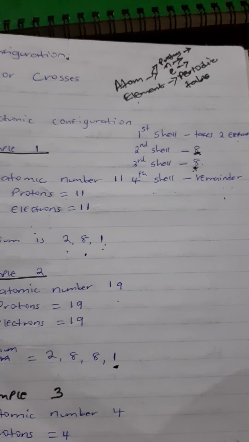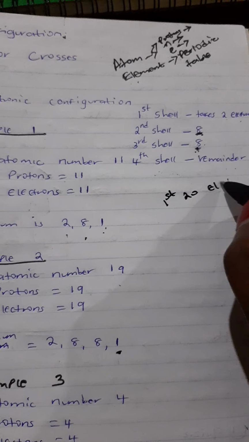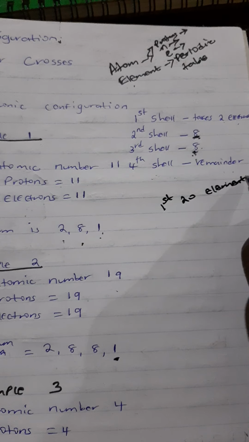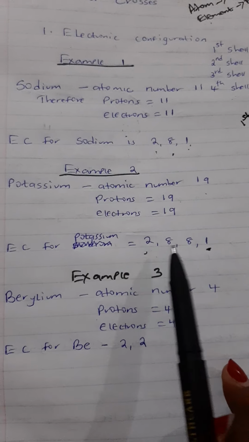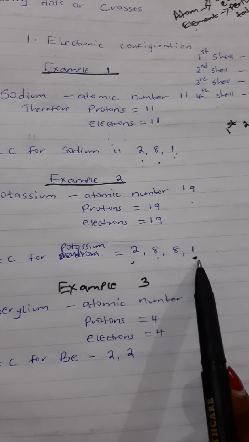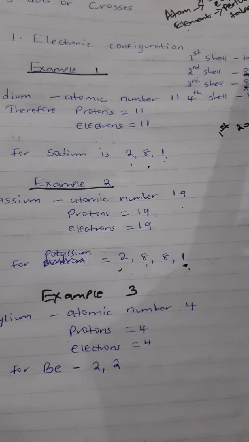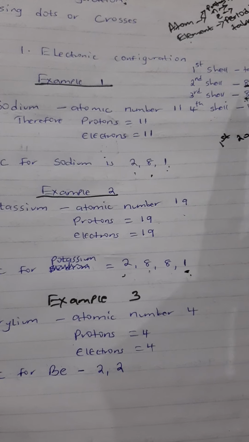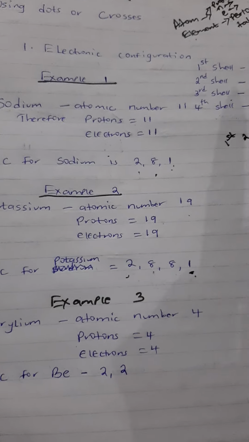Remember, we will only deal with the first 20 elements. The first 20 elements. Okay, so we have 2, 8, 8, 1. So the first shell takes 2, the second takes 8, sorry, the third 8. So 8 is the maximum. It can take less than that.